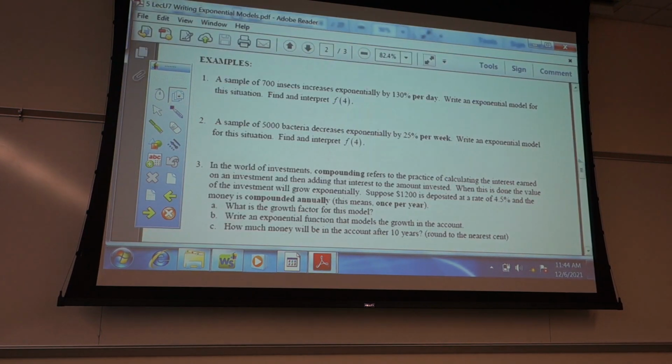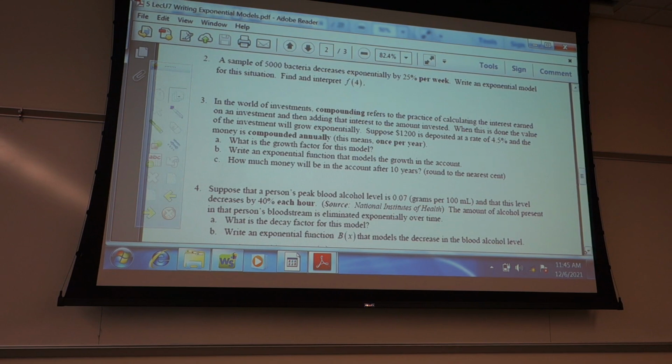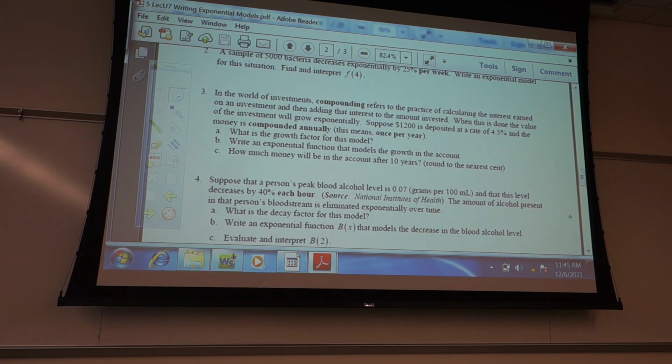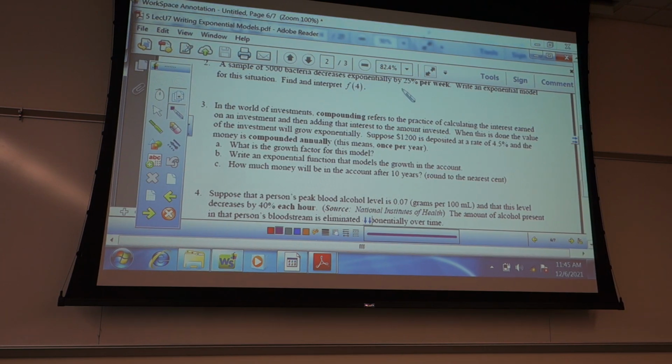So let's take a look at the ones we have here. We did this first one already, so I guess we won't do that one again. But we did do this one. A sample of 5,000 bacteria decreases exponentially by 25% per week. That means it decreases, so I'm going to subtract 25%. So that means that my A is 100% minus 25%. So that's 75%.